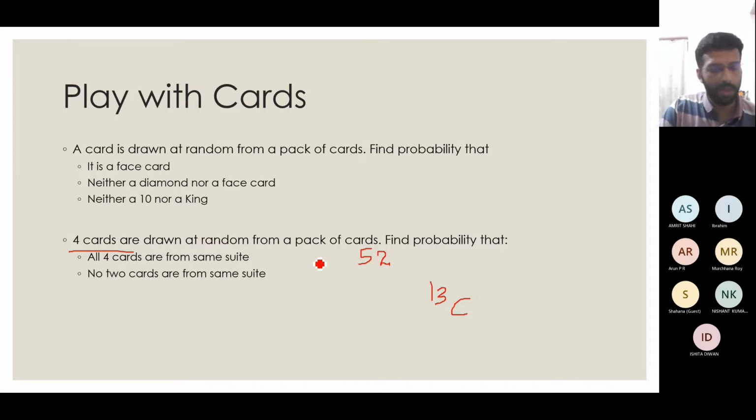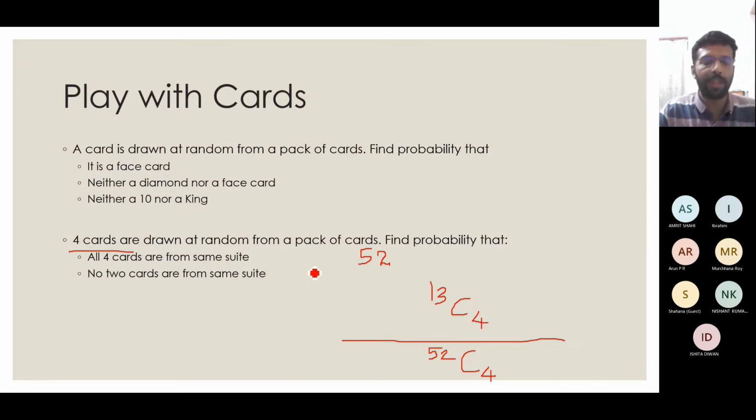I know that in a single suit 13 cards are there. So the number of ways in which I can choose 4 cards out of that is 13C4, and my net number of cards is 52. So from that I have to choose 4 cards. So 52C4 is my denominator. Now tell me, is this the correct one? Will this do, or am I missing something here? I have to find the probability that all 4 cards are from the same suit, and in a suit there are 13 cards. So the number of ways in which I can choose 4 cards out of that is 13C4.